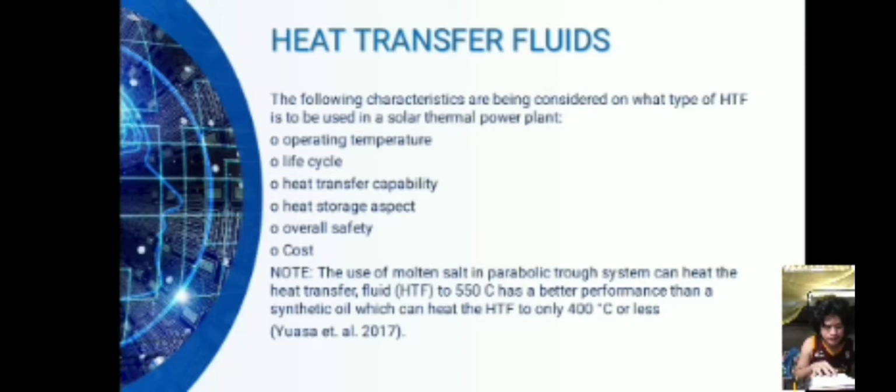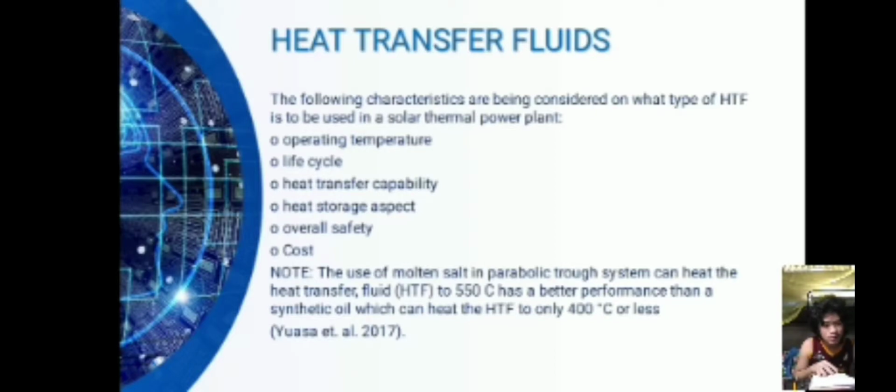Heat storage aspect. Ano yung heat storage aspect? So, yung heat storage aspect is kung gaano katagal kayang i-store ng HTF ng heat. So, overall safety. So, kino-consider din yan. Kasi nga, yung ibang HTF is harmful sa tao. Then, yung cost. Syempre, one thing to consider din.